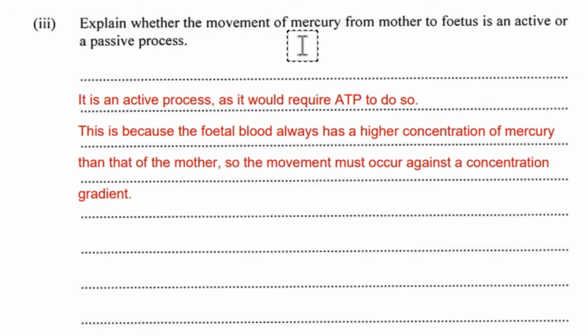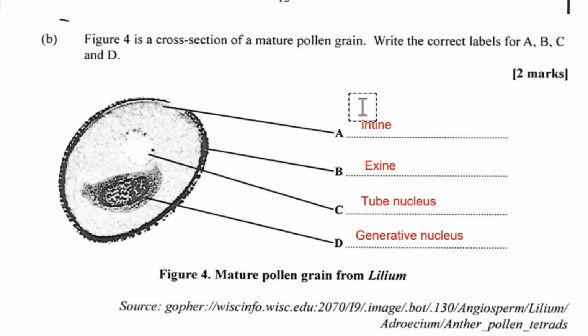Explain whether the movement of mercury from mother to fetus is an active or passive process. Now this would be an active process, and let me explain why. Remember that the maternal mercury concentration was always lower than the fetal. So for it to go against a concentration gradient, basically from a lower to a higher concentration, this would need ATP to do so. Why? Because the fetal blood always has a higher concentration than that of the mother, so the movement must occur against a concentration gradient.